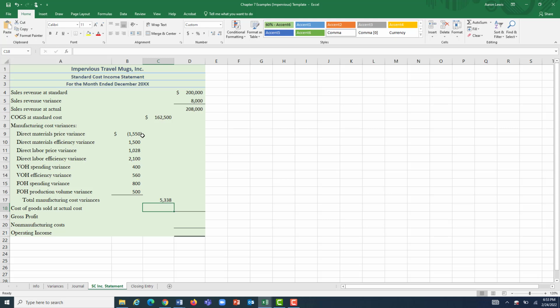We paid less per pound of material than we thought we were going to. All of our other variances are all unfavorable. We had to buy more materials. We paid more per hour for labor. Our workers took more labor hours.